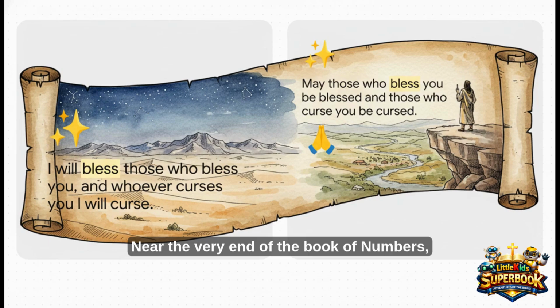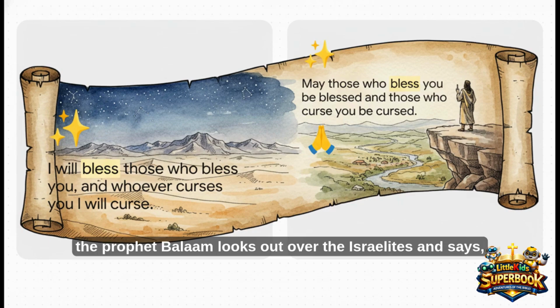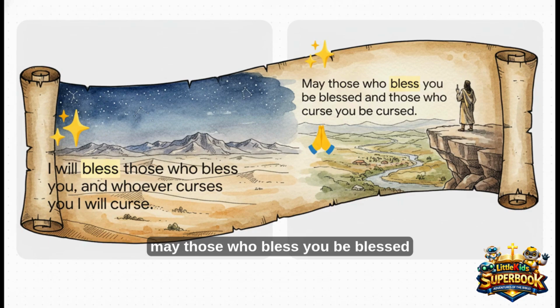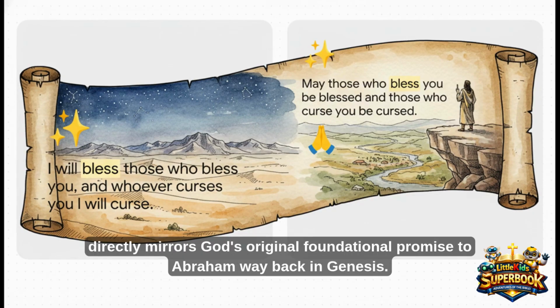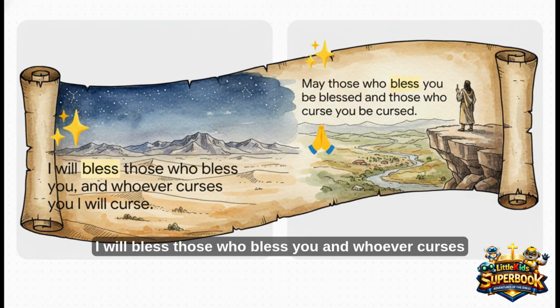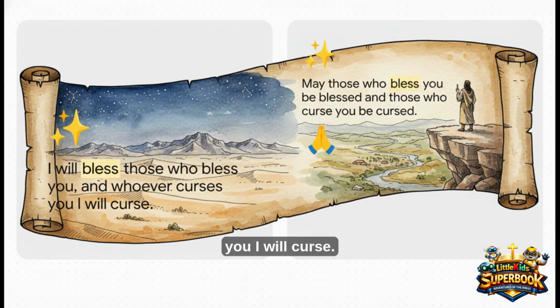Near the very end of the book of Numbers, the prophet Balaam looks out over the Israelites and says, "May those who bless you be blessed, and those who curse you be cursed." This directly mirrors God's original, foundational promise to Abraham way back in Genesis, "I will bless those who bless you, and whoever curses you, I will curse."